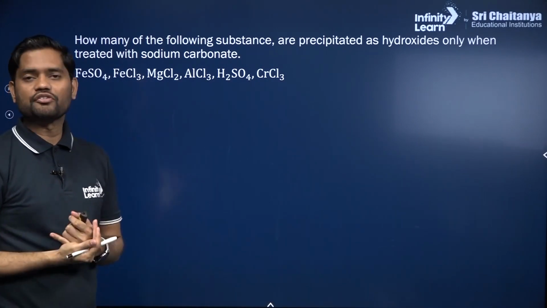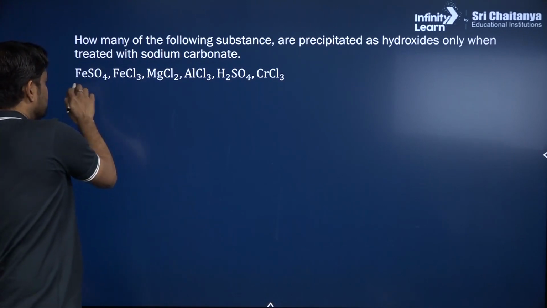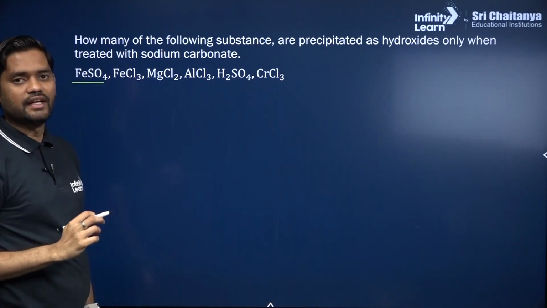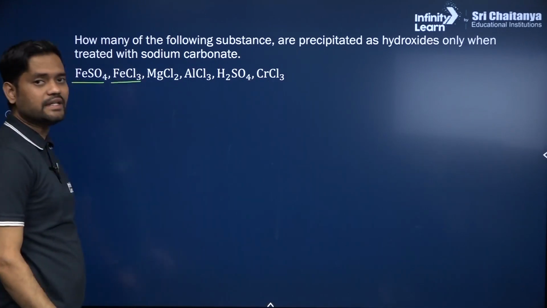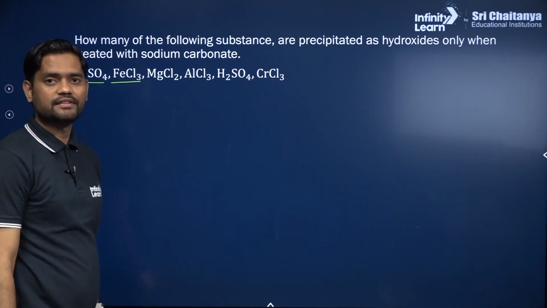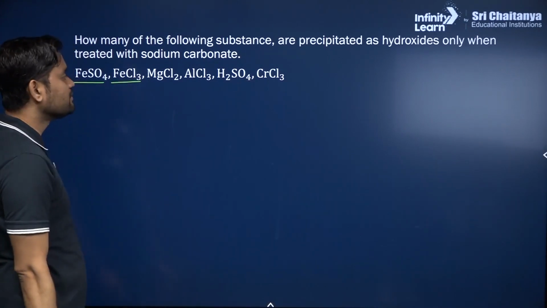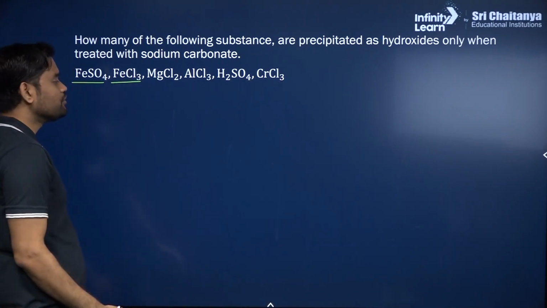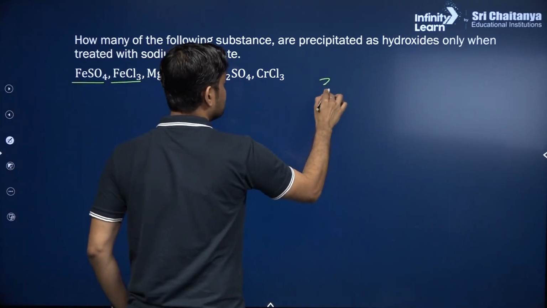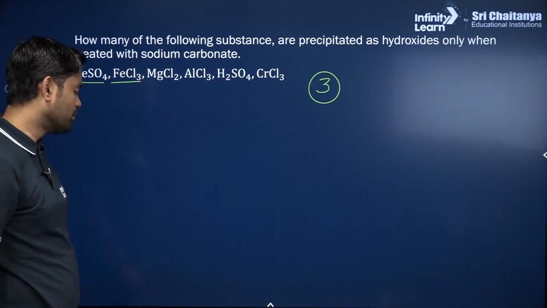Only when treated with what? Sodium carbonate solution. Okay. So first of all, this will get precipitated as ferric hydroxide, Fe(OH)2. This will get precipitated as what? Fe(OH)3, that is ferric and ferrous hydroxide, and the last one is manganese sulfate. Okay, clear? So according to me, the total is 3.